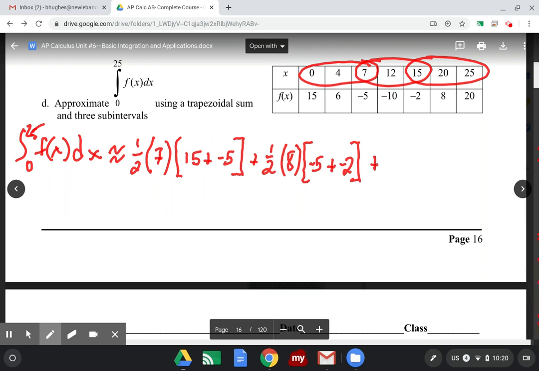And then plus the last one, 1/2. The height of the last trapezoid is from 15 to 25, so that difference is 10. And the 2 bases would be the function values at 15 and 25, so -2 and 20. So this is approximately 97 units. All right, so that's the end of the notes for today.